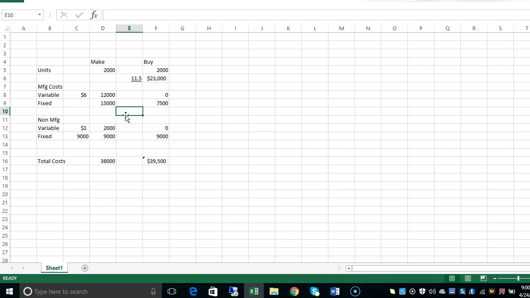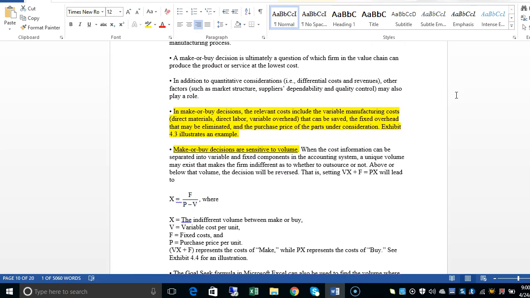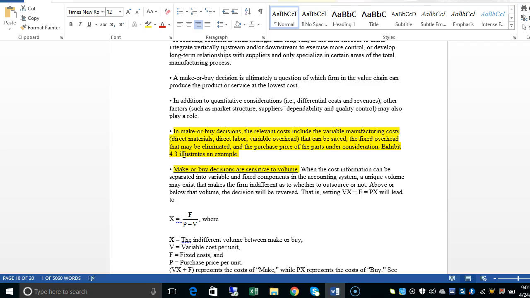Now, let's figure out what happens when we buy. Per our schedule, in a make-buy decision, the relevant costs include the variable manufacturing costs, direct materials, direct labor, and variable overhead that can be saved, and the fixed overhead that might be eliminated, and the purchase price of the parts under consideration. Those are the 3 basic things we have to figure out. What variable manufacturing costs can be saved, what fixed overhead can be eliminated, and what is the purchase price of the part. Let's start with the purchase price of the part.